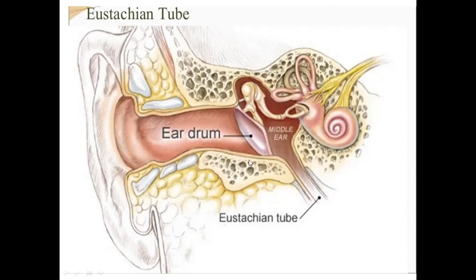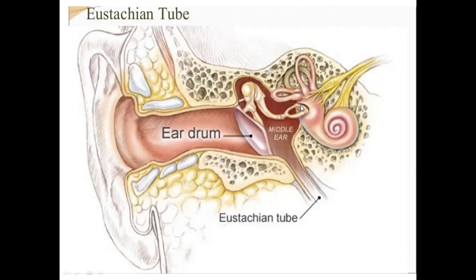So it contains the pars tensa and pars flaccida, and these are the incus, the body of the incus, which forms a joint with the head of the malleus. This is the long process of the incus. This is the neck of the stapes, and these are the anterior and posterior processes of the stapes. This is the base of the stapes, which is attached with the oval window, and the oval window is present in the region of the vestibule of the inner ear.